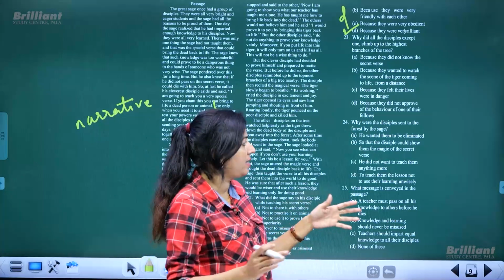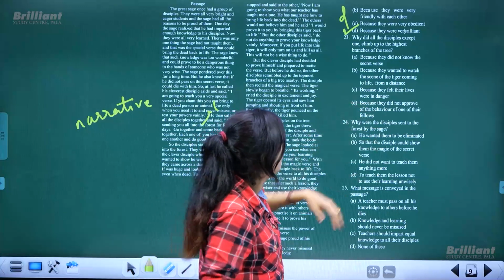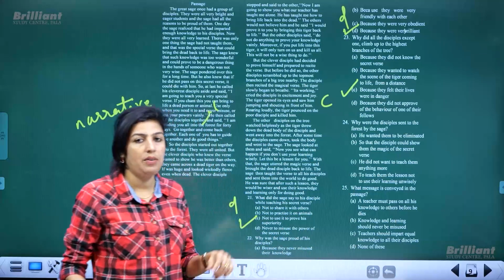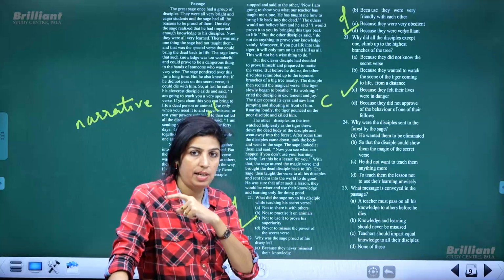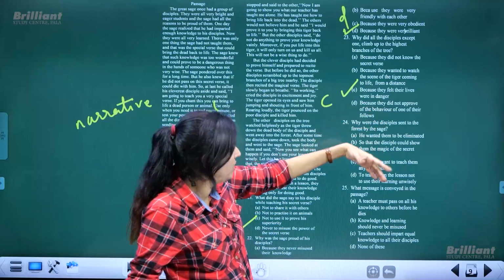No, they were not excited. In fact, they had given repeated warnings to this fellow because they felt their lives were in danger. Of course, C option. They knew that if this dead tiger is brought back to life, they will be in danger. They wanted to save their skin. So, they knew that their lives were in danger.